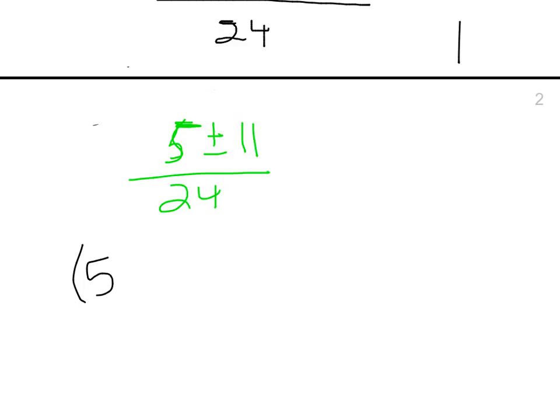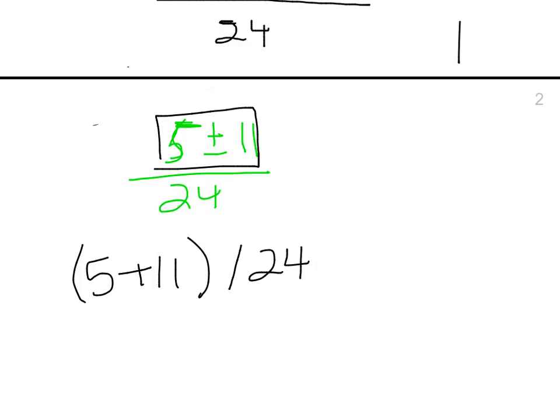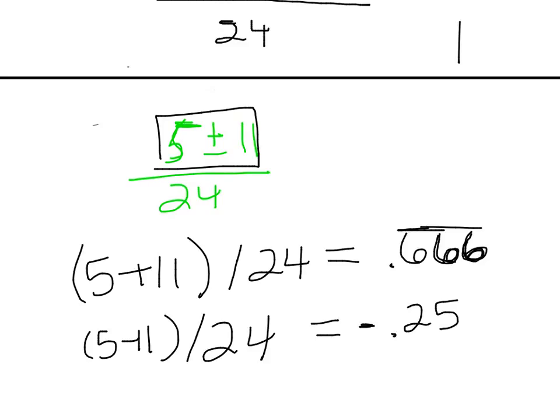Remember, if you're typing that in your calculator, put parentheses around the 5 and 11, so it knows that you have to do that before you divide by 24, since it's all over 24. And then 5 minus 11 divided by 24. And what we'll get is, alright, so you see you get 0.666 continued, and then negative 0.25. Now you'll notice that the answers are in fractions.